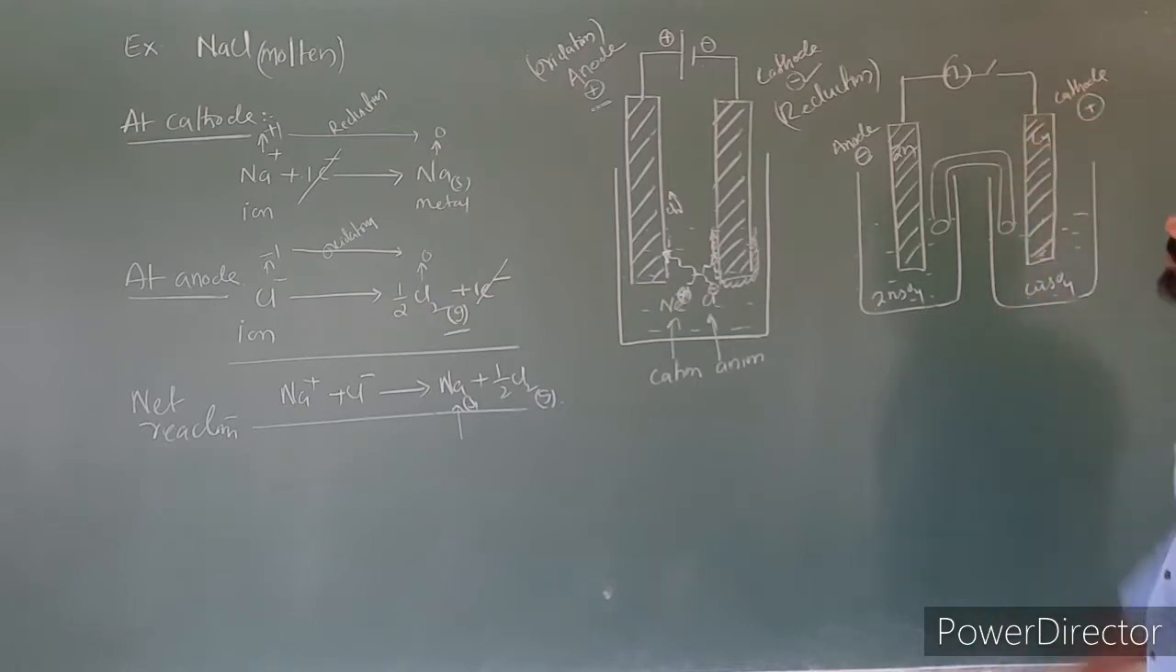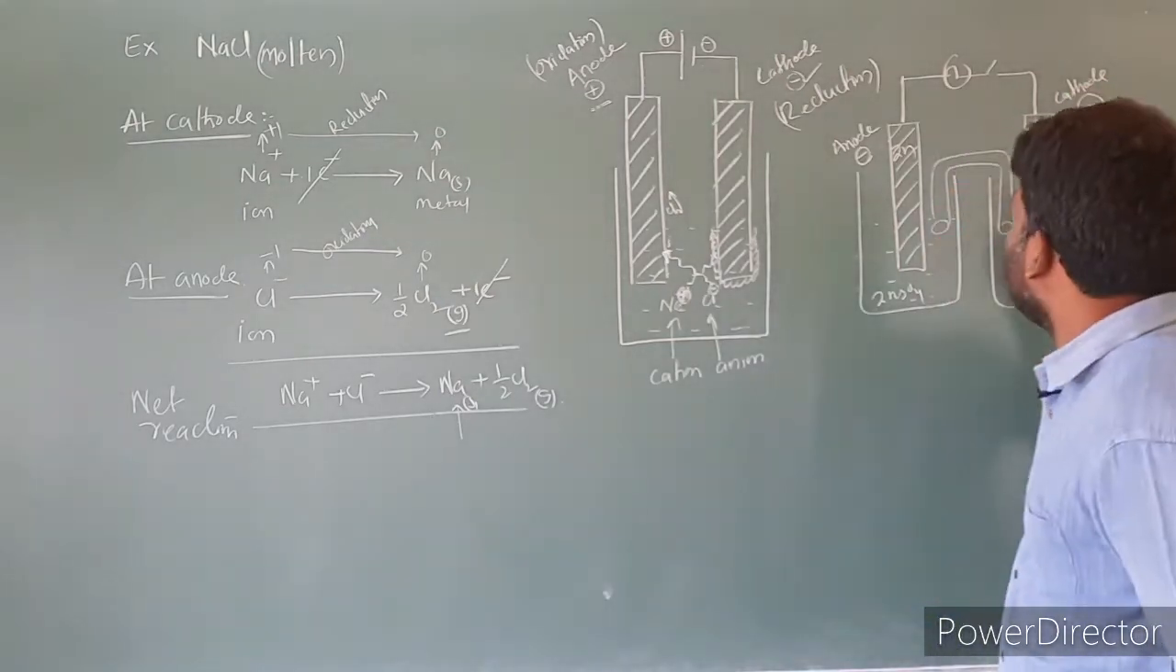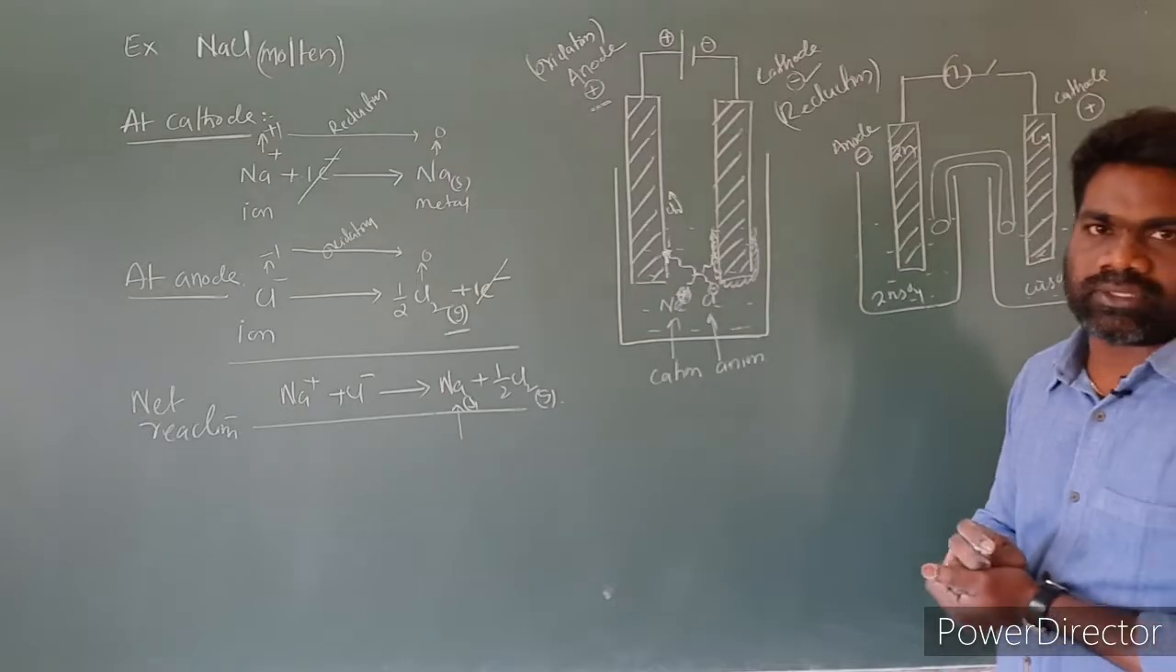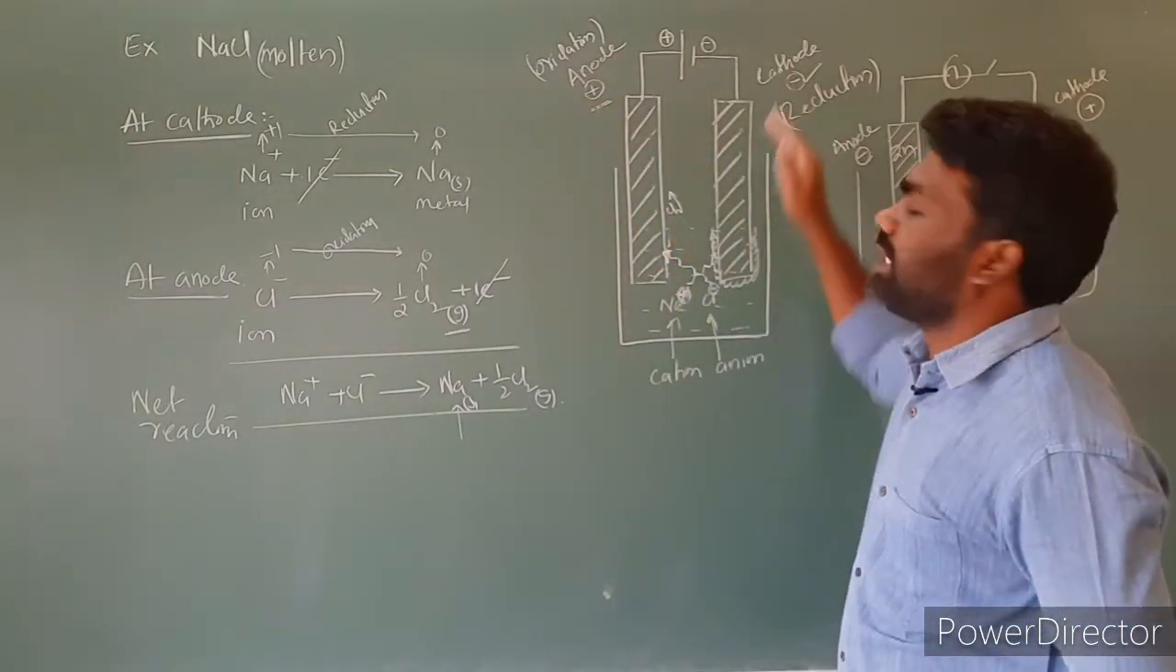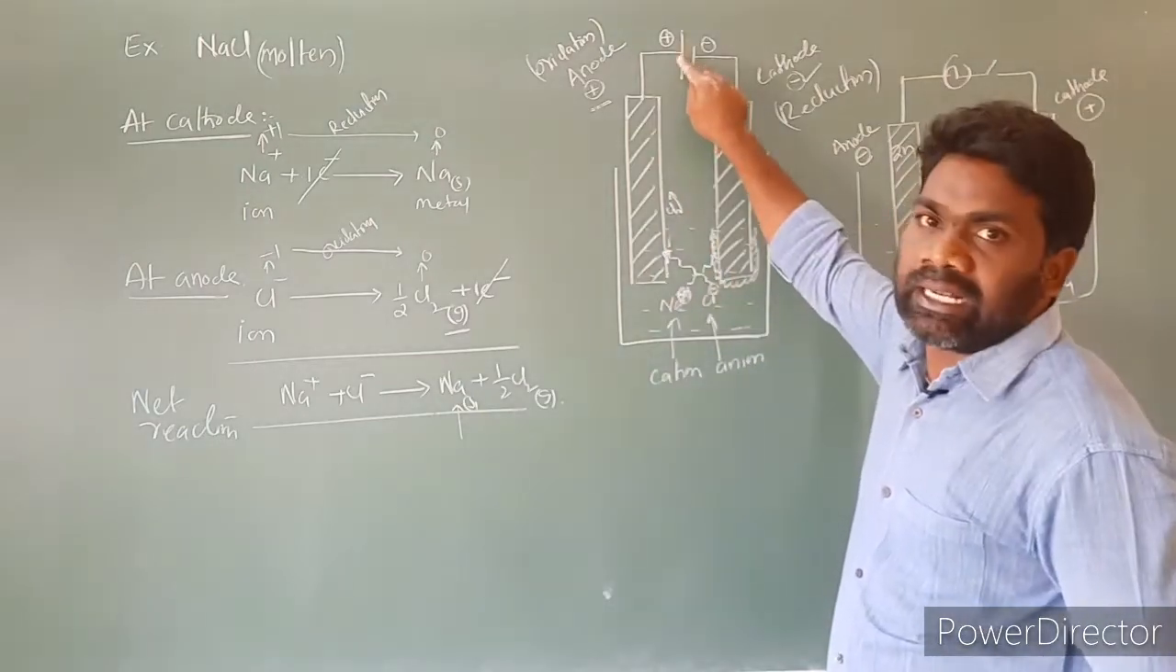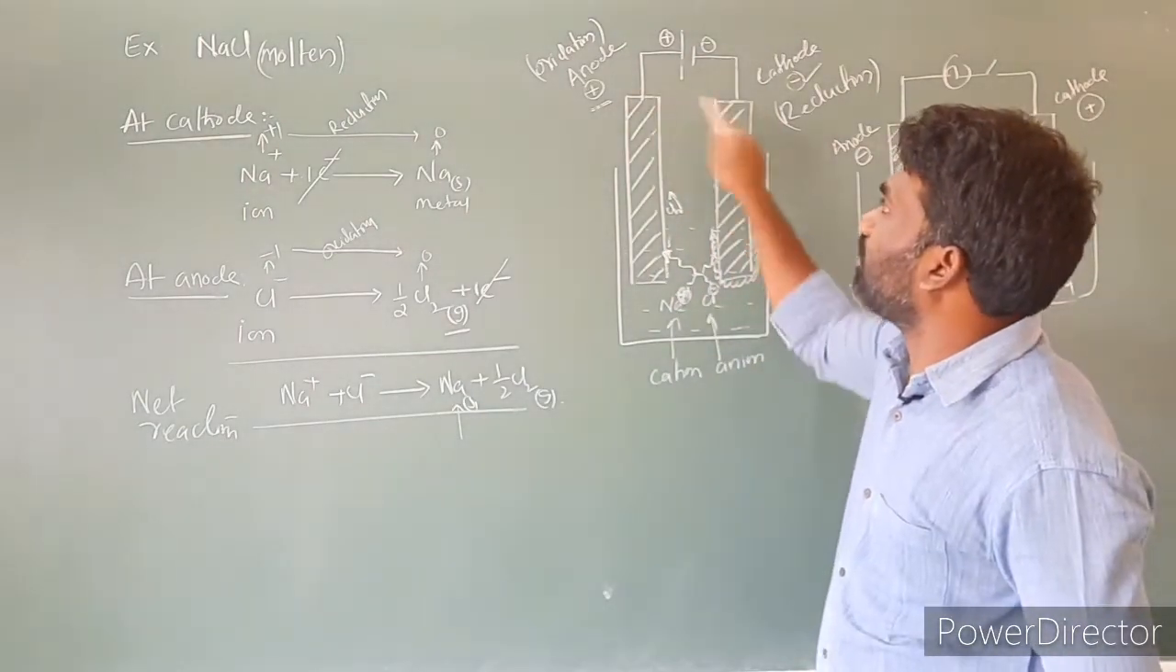Cathode is a positive charge, and anode is a negative charge. Here we are taking the anode as positive and the cathode as negative on the basis of the battery. We are connecting these two electrodes to the battery.